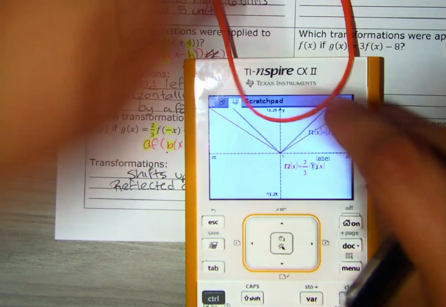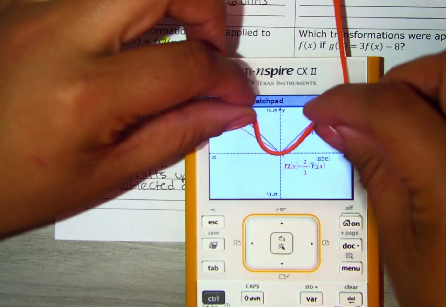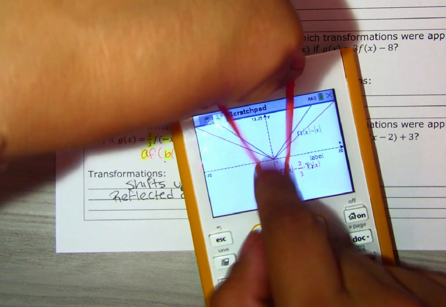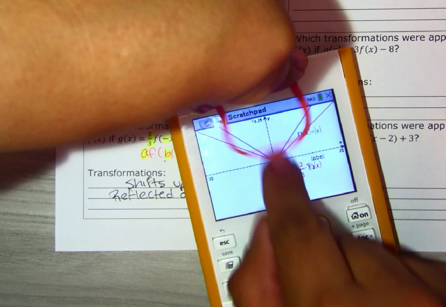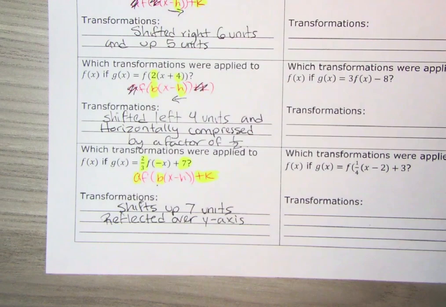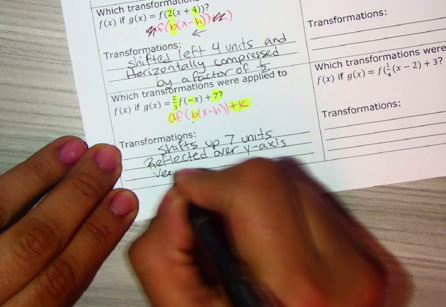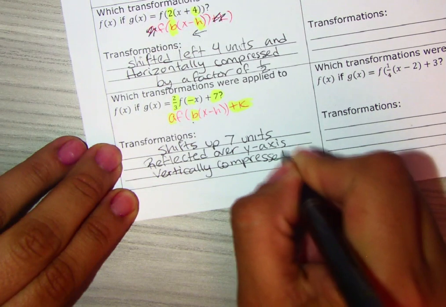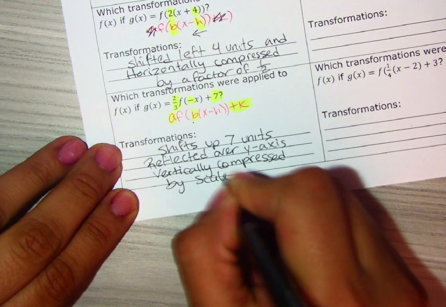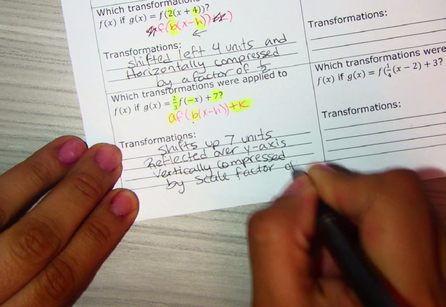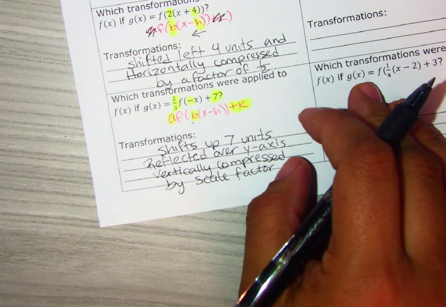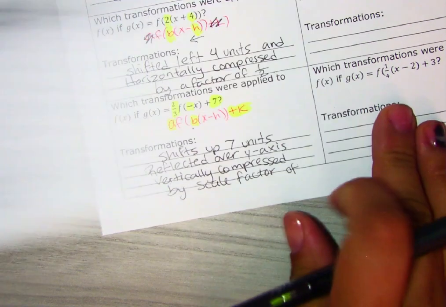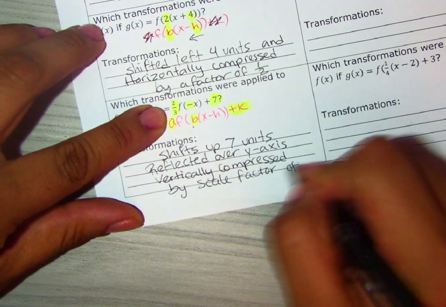So if I have a rubber band, how can I make this rubber band be vertically wider? So do I stretch it or do I compress it? So definitely compressing it will make it wider. So it's going to be a vertical compression or vertically compressed by scale factor of, and then once again, you look at your notes. When it's a vertical stretch or compression, you just say by a factor of A, whatever your A value is. So A is 2/3, by a scale factor of 2/3.